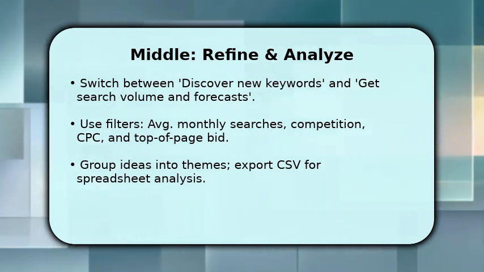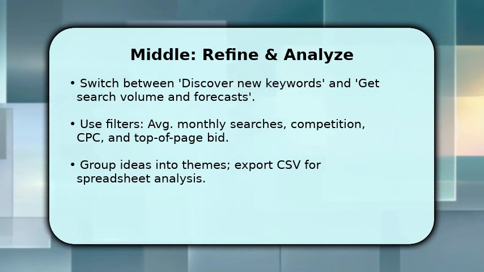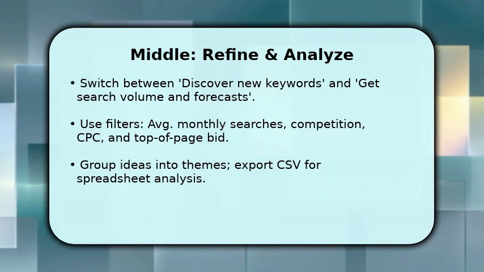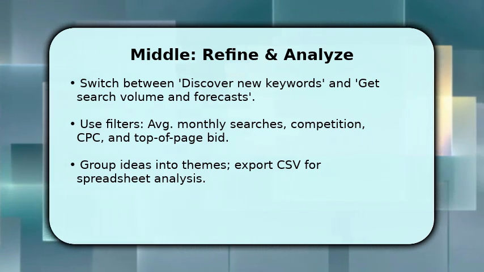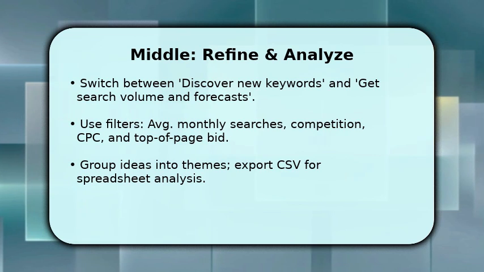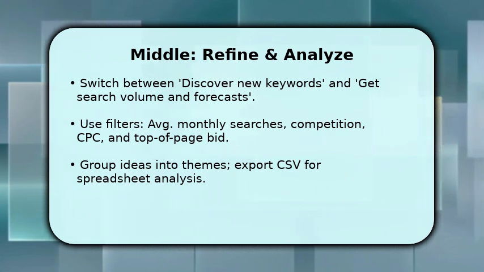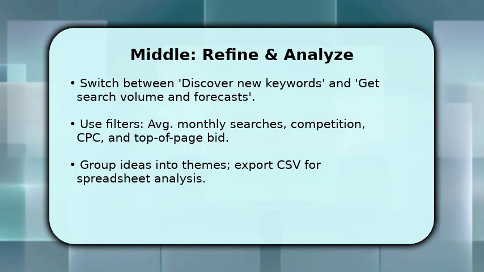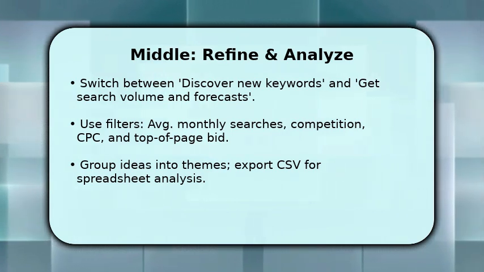This removes low-value noise. Next, group related ideas into topical buckets and label them for intent: commercial, informational, navigational, so you can prioritize. Once grouped, export the CSV and open it in a spreadsheet to sort by volume, CPC, and intent for a clear action list.